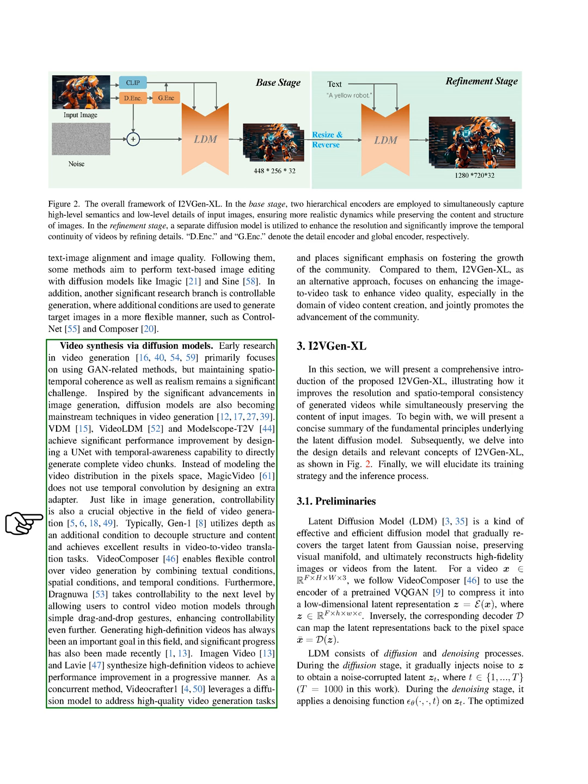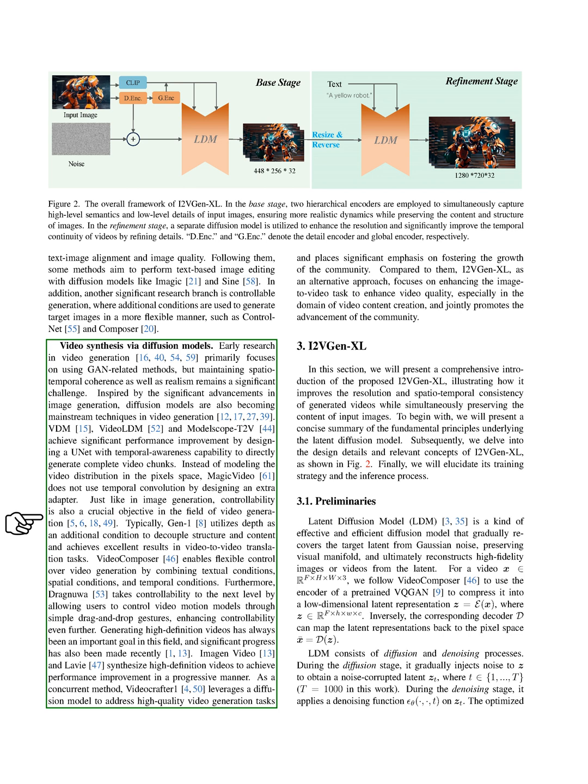Inspired by the significant advancements in image generation, diffusion models are also becoming mainstream techniques in video generation. Some models achieve significant performance improvement by designing a UNet with temporal awareness capability to directly generate complete video chunks. Controllability is also a crucial objective in the field of video generation. Some models utilize depth as an additional condition to decouple structure and content and achieve excellent results in video-to-video translation tasks. Others enable flexible control over video generation by combining textual conditions, spatial conditions, and temporal conditions.